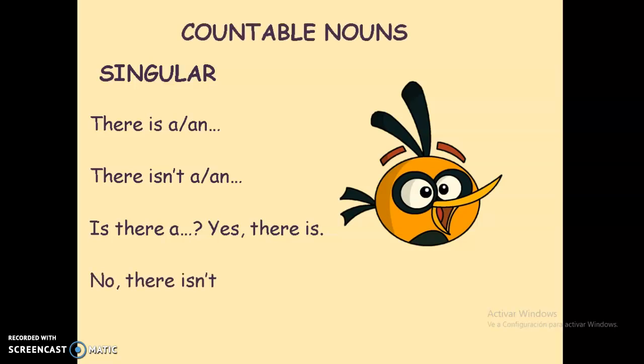Let's talk about the countable nouns in the singular form. We use there is for countable nouns that are singular. We use there is a or there is an. For negative form, we use there isn't a or there isn't an. For interrogative form, we use is there a, and for answers, we use yes there is or no there isn't.